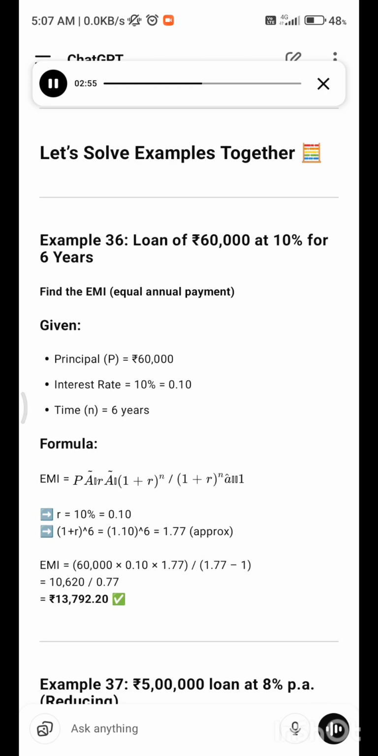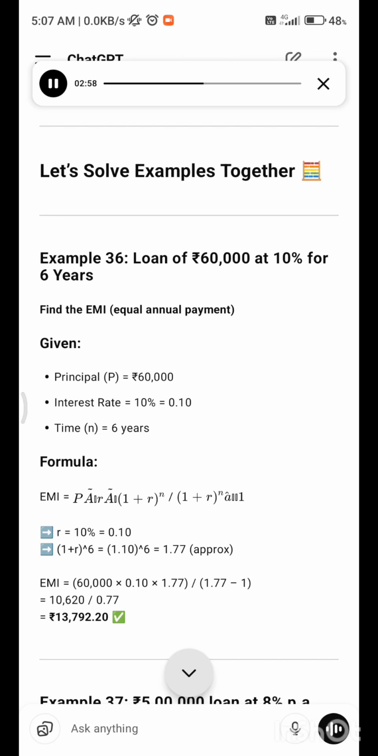Let's solve examples together. Example 36: a loan of $60,000 at 10% for 6 years. Find the EMI, equal annual payment. Given: principal P equals $60,000, interest rate R is 10%, equals 0.10, time N equals 6 years. Formula: EMI equals P times R times (1 plus R) to the power N, divided by (1 plus R) to the power N minus 1. R equals 10% equals 0.1. (1 plus R) to the power 6 equals 1.1 to the power 6, which is approximately 1.77. EMI equals 60,000 times 0.1 times 1.77, divided by 0.77, which equals approximately 13,792.